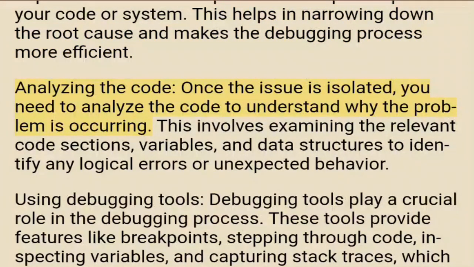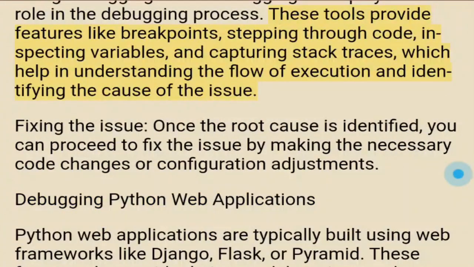Analyzing the code. Once the issue is isolated, you need to analyze the code to understand why the problem is occurring. This involves examining the relevant code sections, variables, and data structures to identify any logical errors or unexpected behavior. Using debugging tools. Debugging tools play a crucial role in the debugging process. These tools provide features like breakpoints, stepping through code, inspecting variables, and capturing stack traces, which help in understanding the flow of execution and identifying the cause of the issue.